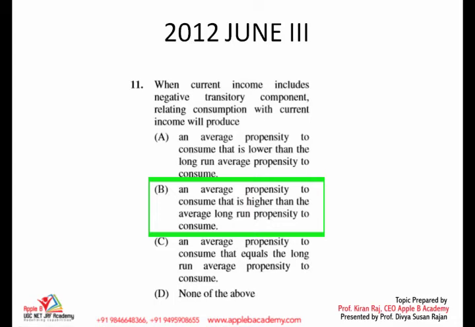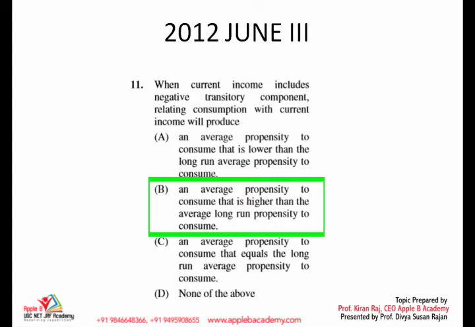June 2012, paper 3. When current income includes negative transitory component, relating consumption with current income will produce A, an average propensity to consume that is lower than long run average propensity to consume, B, an APC that is higher than the APC to consume in the long run, C, an APC that is equal to the long run APC, or D, none of the above.